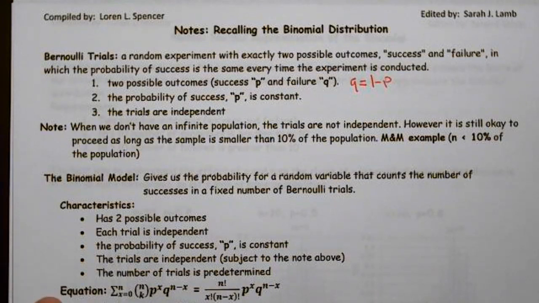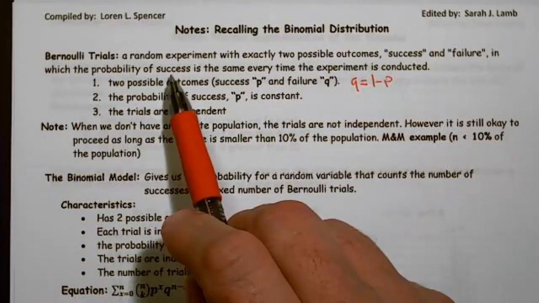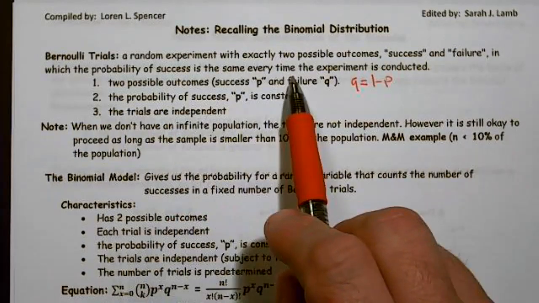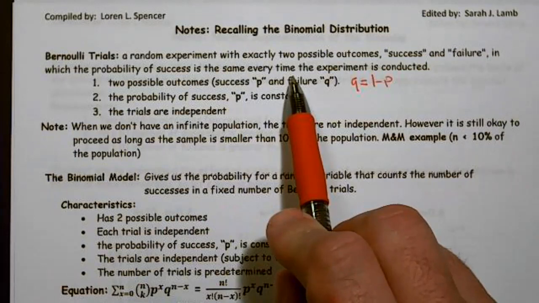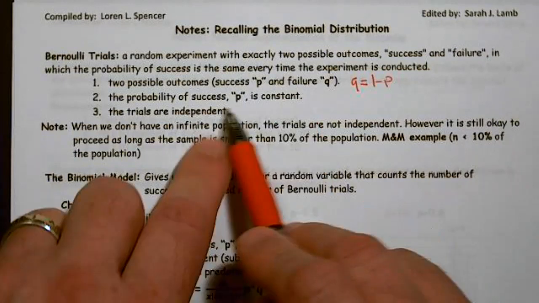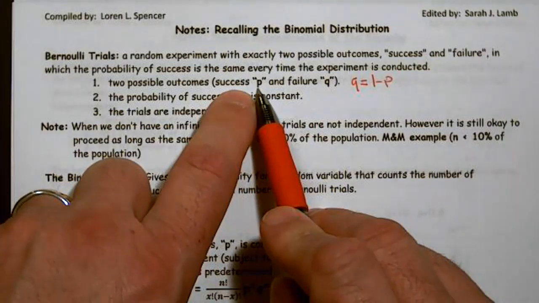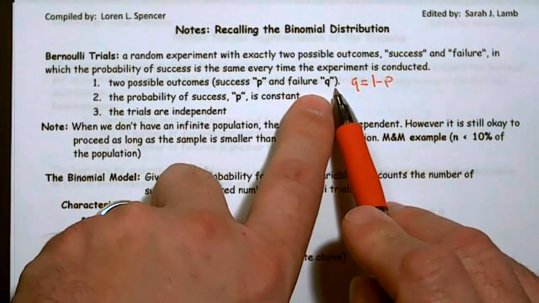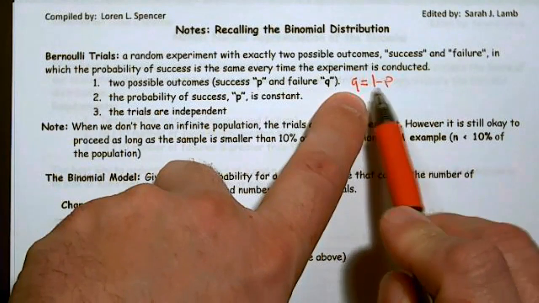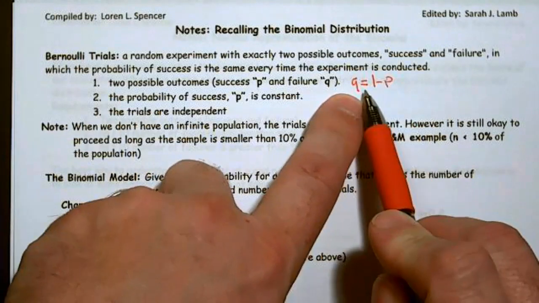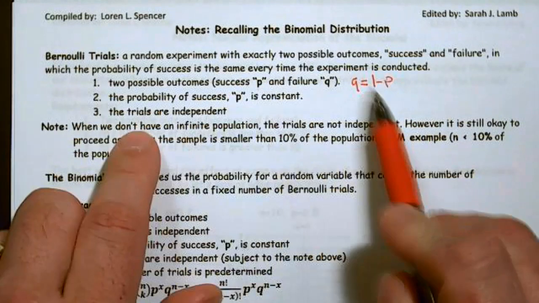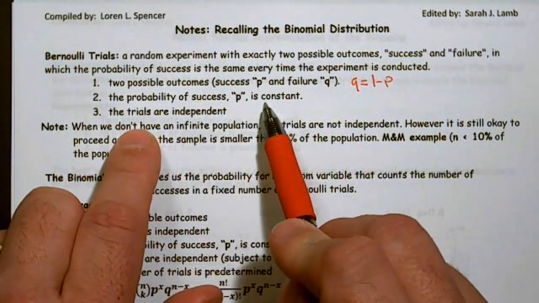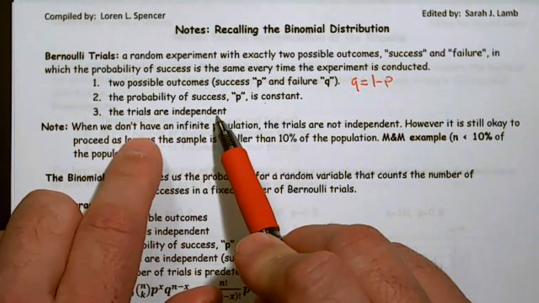So real quickly, binomial distribution is a Bernoulli trial. Remember, Bernoulli is you have two possible outcomes, a success and a failure, where the probability of success is the same every time the experiment is conducted. So two possible outcomes, we say success is noted by P. I like to use failure as a Q, but if I do that, I have to tell you that Q is 1 minus P, all right? Because please remember they have to sum to 1. The probability of success, P, is constant, and the trials are independent, okay?